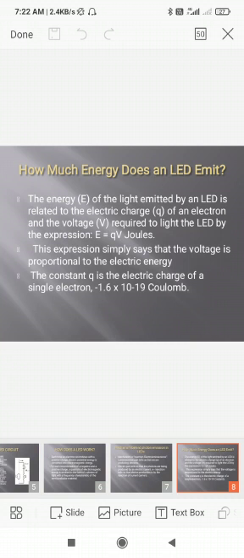How much energy does an LED emit? The energy E of the light emitted by the LED is related to the electric charge Q of the electrons and the voltage V required to light the LED by the expression E is equal to QV joules. This expression simply says that the voltage is proportional to the electric energy. Q is the charge. The constant Q is the electric charge of a single electron, 1.6 into 10 raised to power minus 19 coulombs.